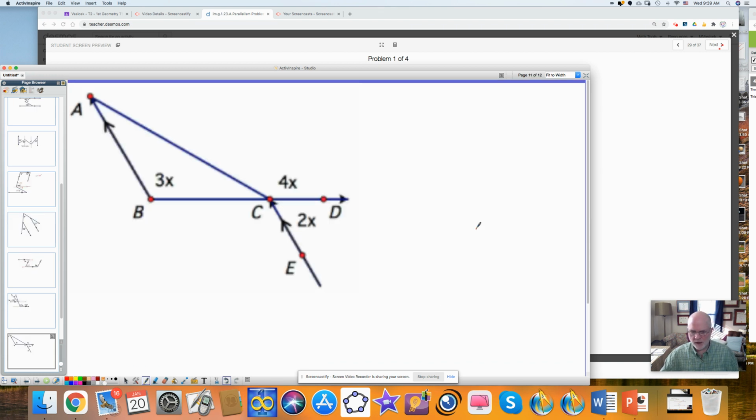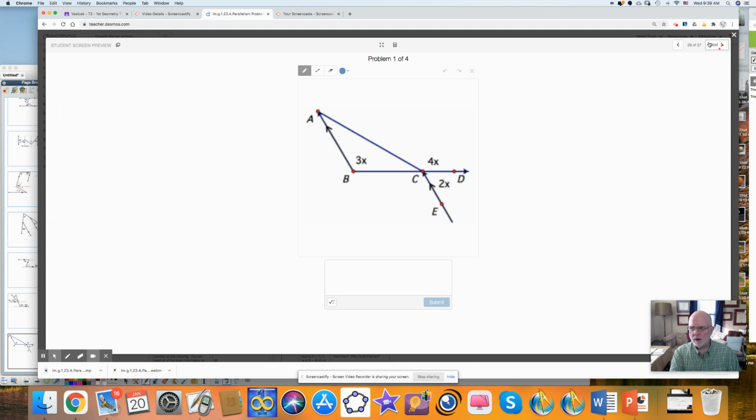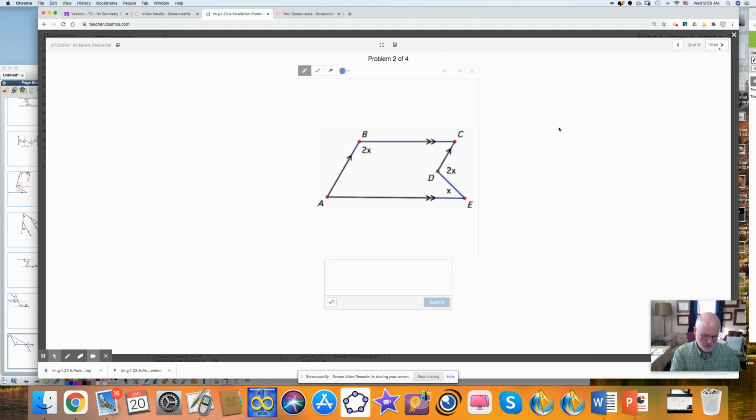So if I have 2x, this angle, and I were to extend this line, I would have this angle be 2x. This is one way of doing this problem. From there, you should be able to solve it. Here we have something that, when you go through these, you should really try to solve them on your own before looking at my hints or what I'm doing.